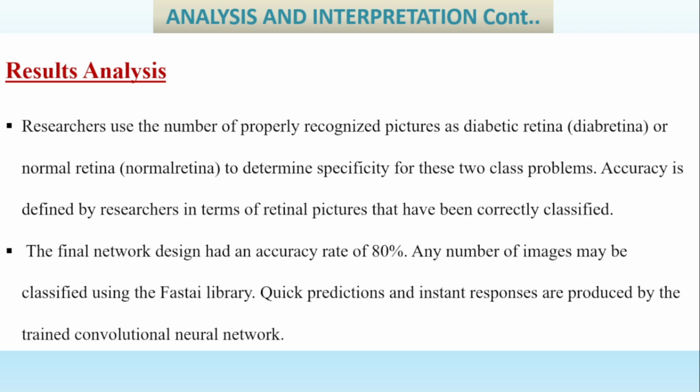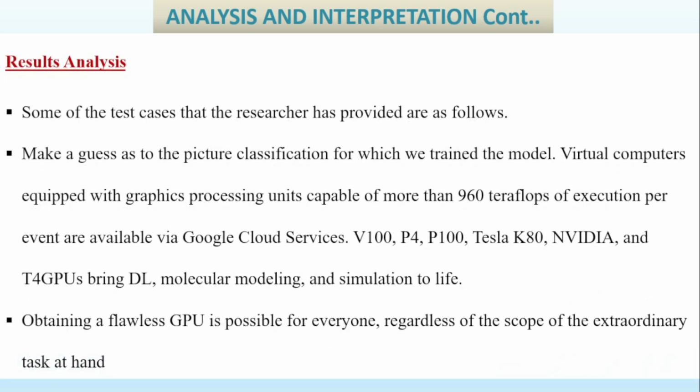Accuracy is defined by the researcher in terms of retina pictures that have been correctly classified. The final network design had an accuracy rate of 80%. Any number of images may be classified using the fastai library. Quick prediction and instant response are produced by the trained convolutional neural network. Now, the sum of the test cases that the researcher has provided are as follows.